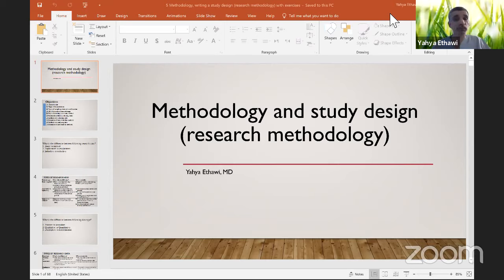What is the difference between deductive and inductive? The difference is that deductive is building the idea, inductive is testing the idea. Deductive is when you have no knowledge about the problem. Inductive is when you know the knowledge, but you need to test the cause and the relation.